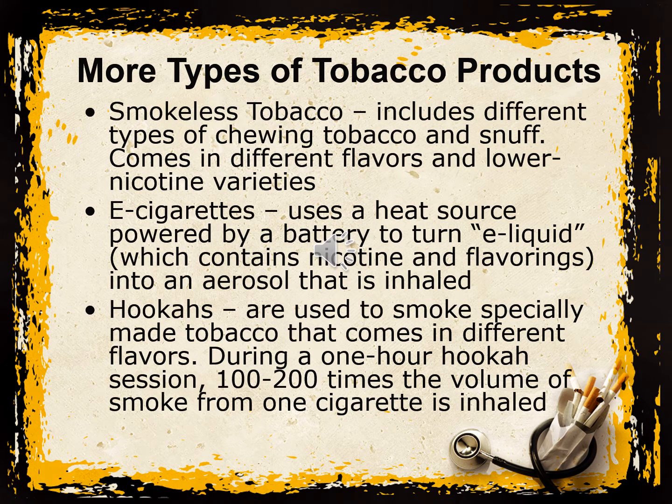More types of tobacco products. Smokeless tobacco. This includes different types of chewing tobacco and snuff. They come in different flavors and also lower nicotine varieties. E-cigarettes. These use a heat source powered by a battery to turn e-liquid, which contains nicotine and flavorings, into an aerosol that is inhaled. Hookahs. These are used to smoke specially made tobacco that comes in different flavors. During a 1-hour hookah session, 100 to 200 times the volume of smoke from one cigarette is inhaled.